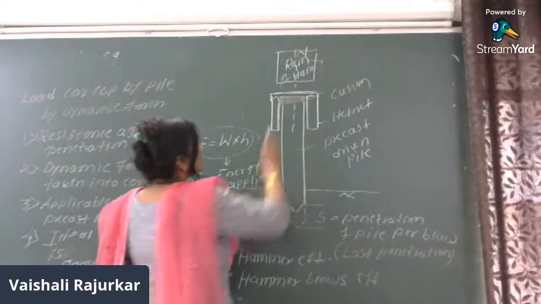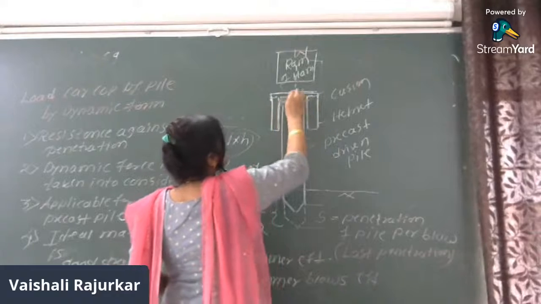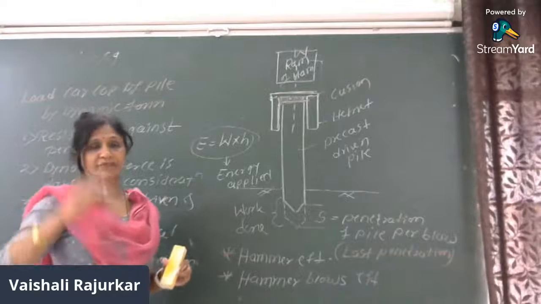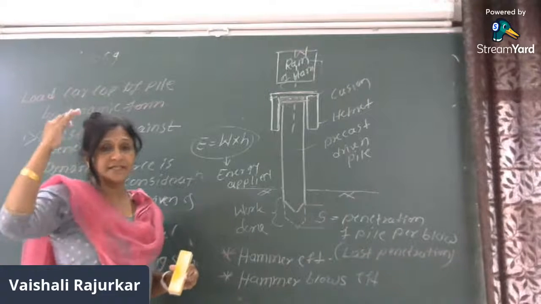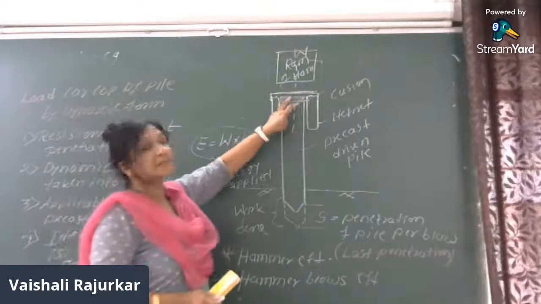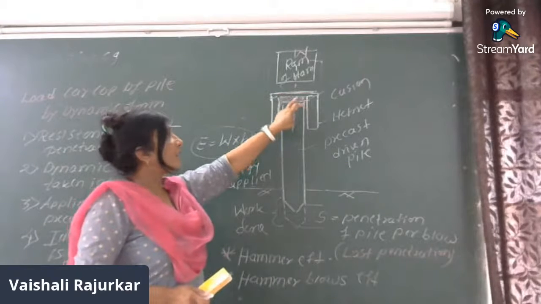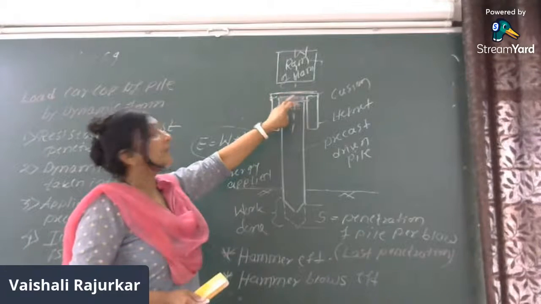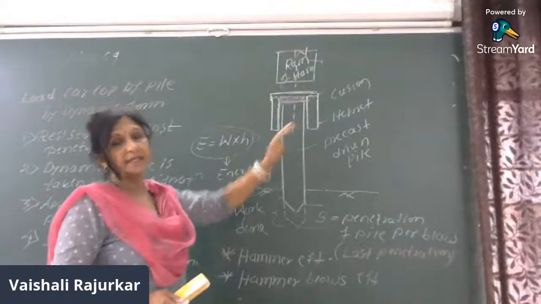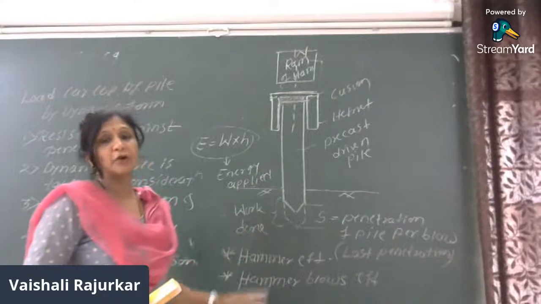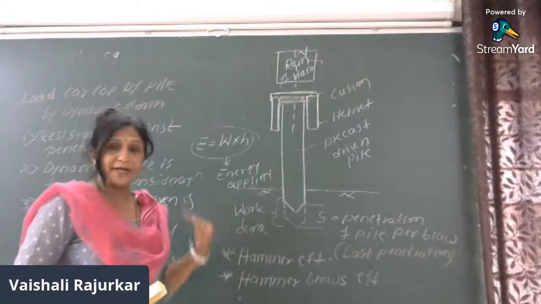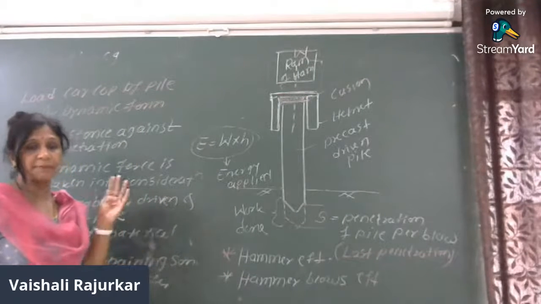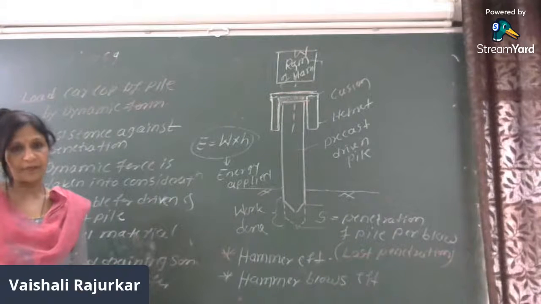And over here, this cushion may be subjected to heat generated due to driving. In that case, it may catch fire due to the heat generation, and therefore some energy may be lost in the heating or the burning of the cushion. So all these points we have to take into consideration when we are calculating the load carrying capacity of the pile by the dynamic formula, right?